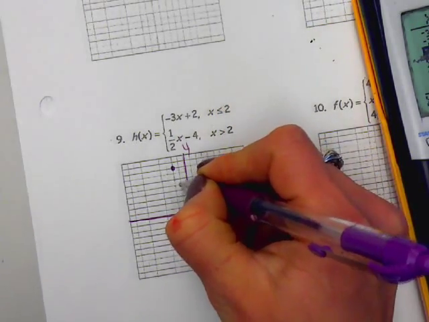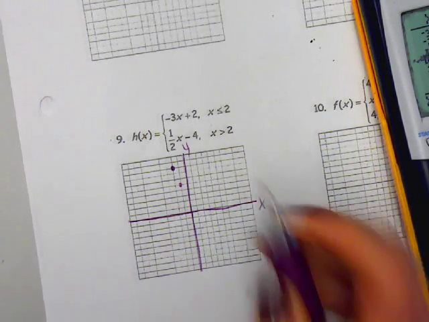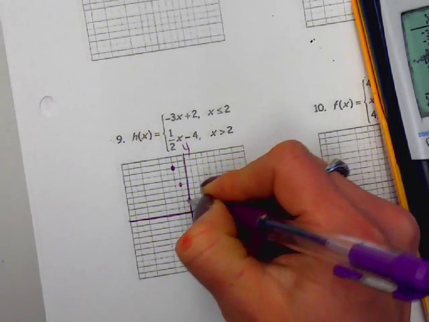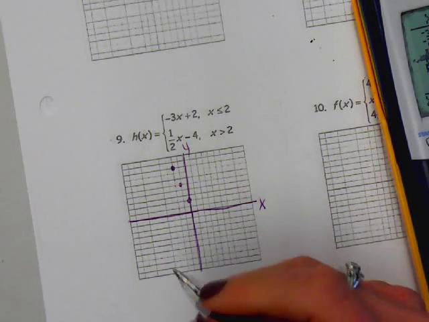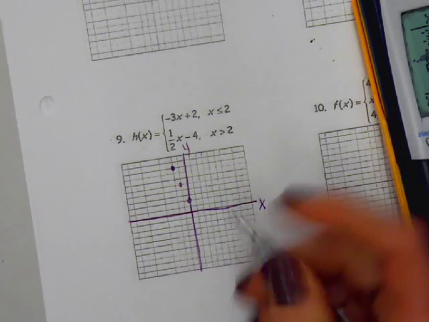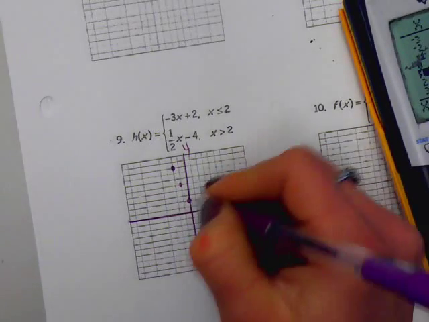1, negative 1, and then 2, negative 4. Now, what do we know about 2? That's where my domain was. Is that going to be an open or closed circle? It's going to be a closed circle, okay? So when it's closed, our calculator will show that it's a point, and we can go to positive 2 down to negative 4, and we can draw that line.